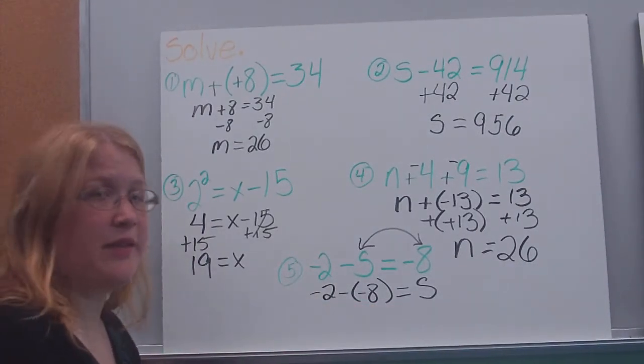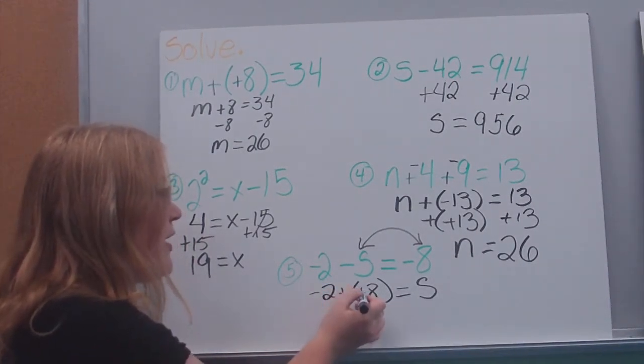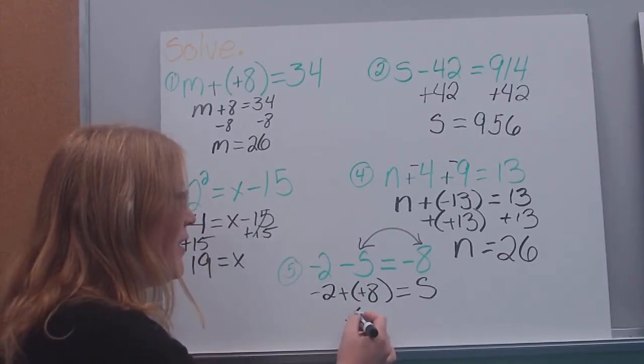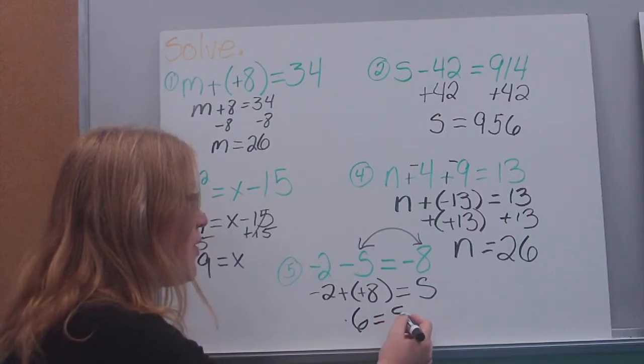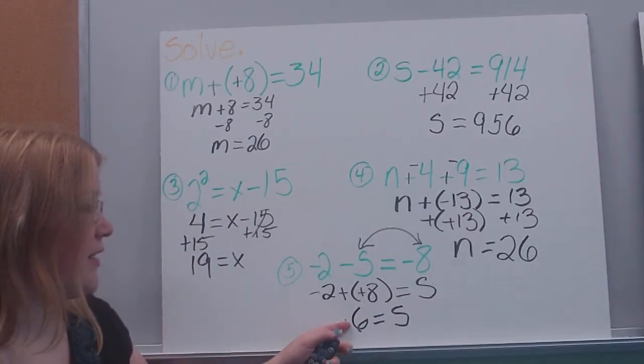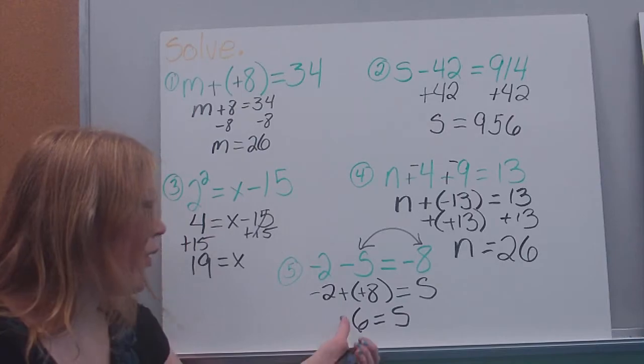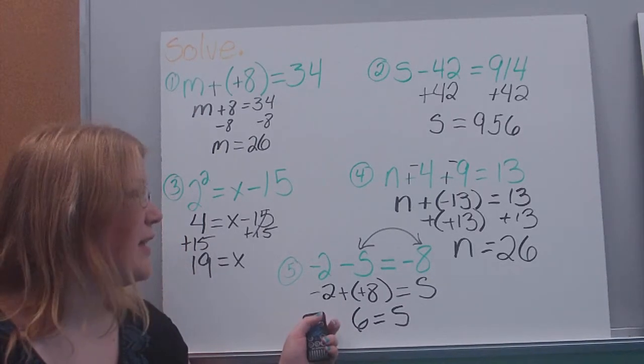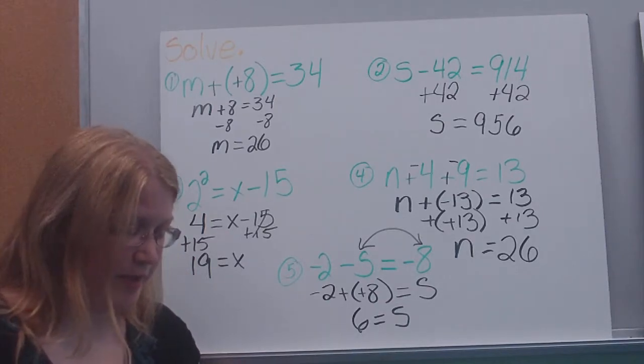Now all I have to do is do the math. So remember, when we're subtracting, we add the additive inverse. Negative 2 plus 8 leaves me with a positive 6. So s is equal to a positive 6. And this is definitely one where I would go back and check your answer just to make sure that you're correct, because I see a lot of mistakes happen here on these ones.